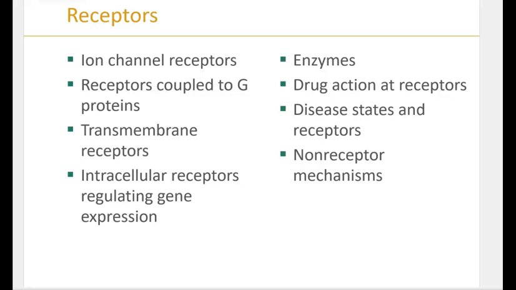Then next, disease states and receptors. The disease states or the drug treatment can selectively alter the number of receptors in various tissues throughout the body. The non-receptor mechanisms are things like anesthetics or sodium bicarb or chelating agents.